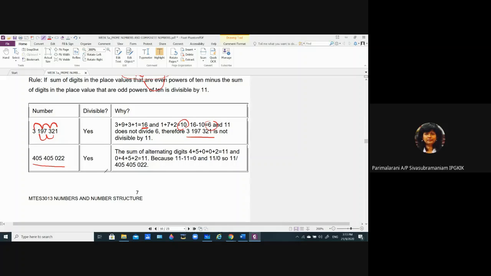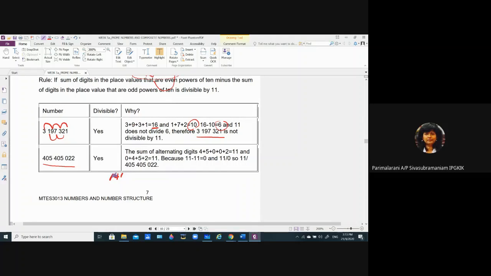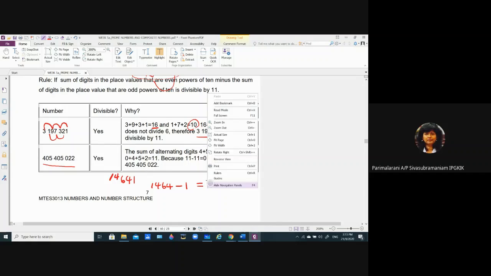Let's look at this: 14,641. Can we divide this number by 11? Okay, so if we use another rule, we minus the last number. So you have 1464 minus 1. So what do you have here? 1463, correct? But we look at this number and we don't know whether we can divide by 11 or not. So we continue some more.